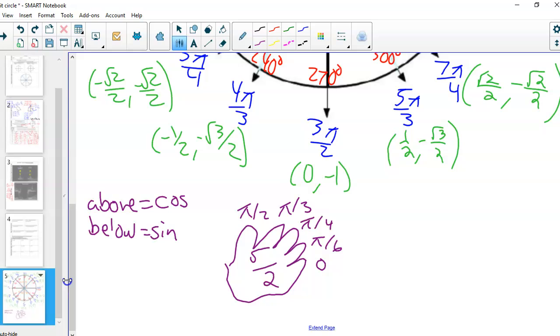So let's start at pinky. How many fingers are above? 4. So if you put 4 in here, we get the square root of 4, which is 2. 2 over 2 is 1. So the cosine of 0 is 1. How many fingers are below? 0. So if we put 0 in here, we get 0. So the sine of 0 degrees is 0.